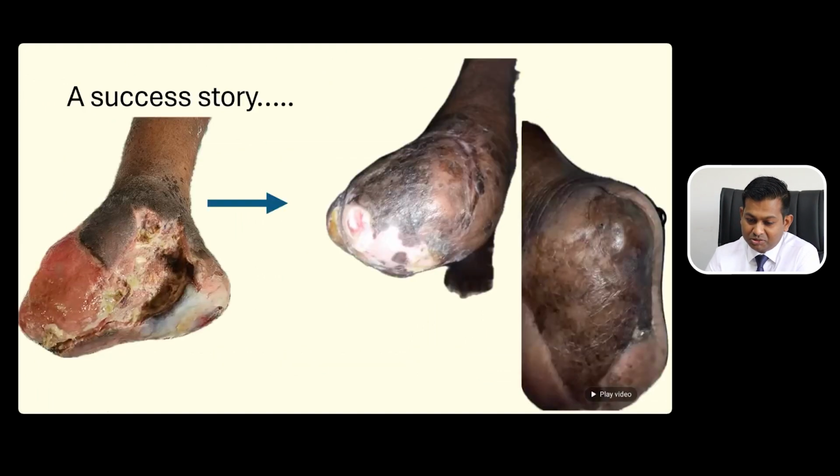Okay, what do you think about this? Should we go for amputation? This is how this patient presented. This is a 72-year-old lady. She was mobilizing by herself, diabetic, heart failure, but having a decent quality of life. Extensive wound almost near the ankle joint.